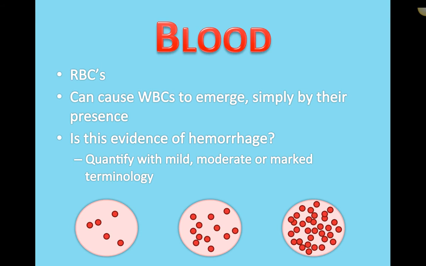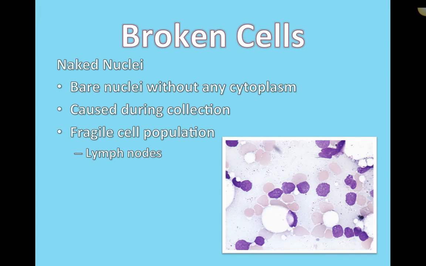So is it evidence of a hemorrhage? Quantify with mild, moderate, or marked terminology. We're not diagnosing a hemorrhage, just keep that in mind. But if we're seeing an extreme number of red blood cells, we definitely should note that in our report so that the veterinarian can assess whether or not that is something of importance in regard to the diagnostic process.